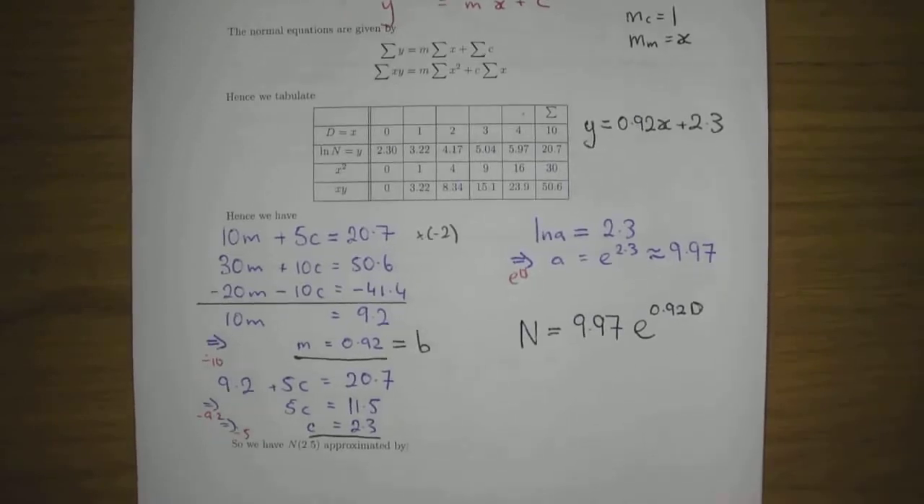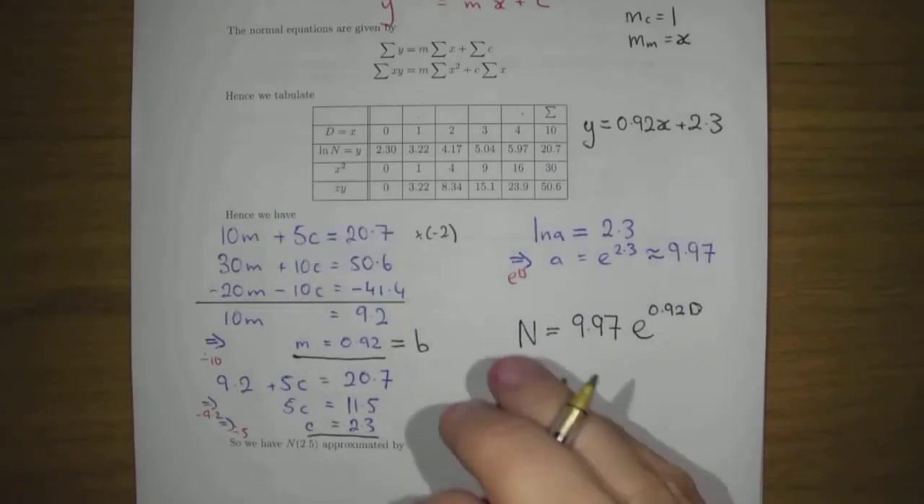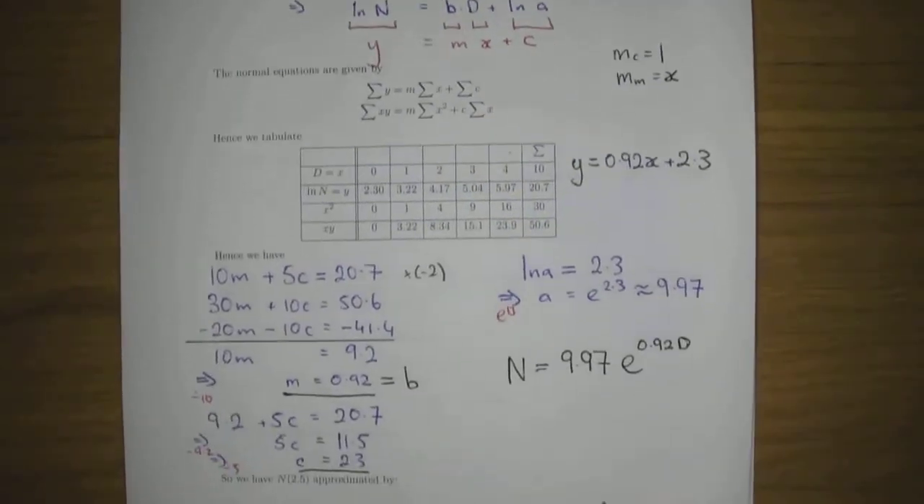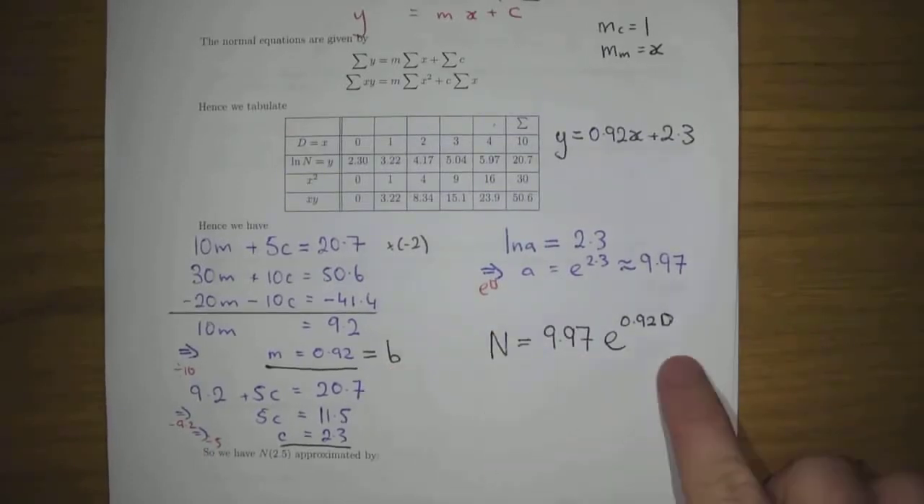So the end of that question was, write the relationship in linear form. We did that. Find the best values of a and b. We did that. There's a, there's b. Then we wrote down our model.